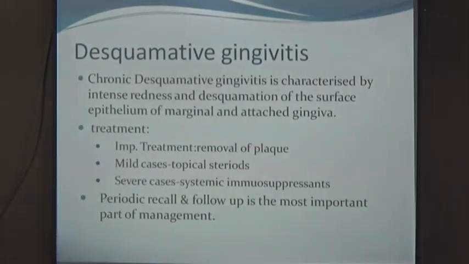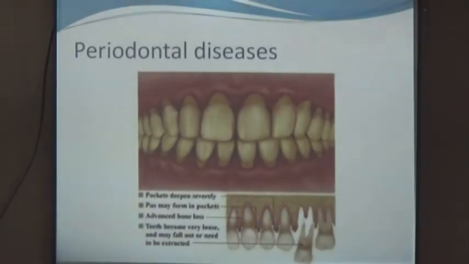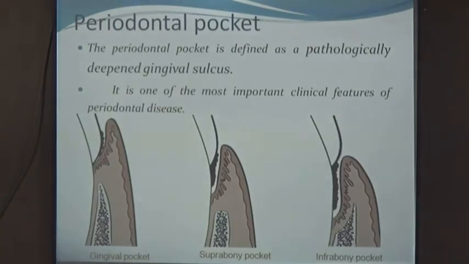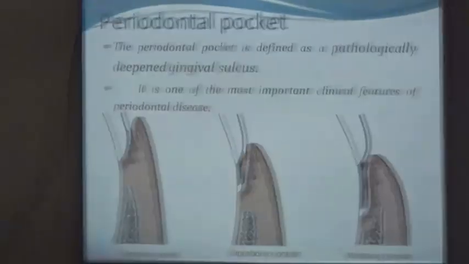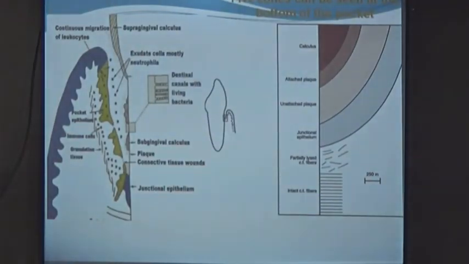This is periodontal disease, I have already told you. The periodontal pocket is defined as a pathologically deepened gingival sulcus. It is one of the most important clinical features of periodontal disease. Trauma from occlusion has no pocket, only periodontal extensions. There are 5 zones that can be at the bottom of the pocket.